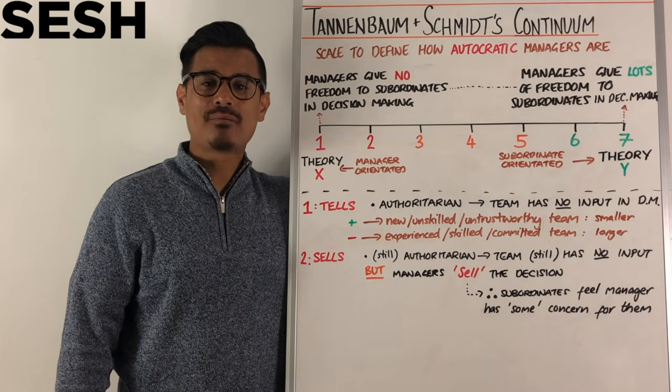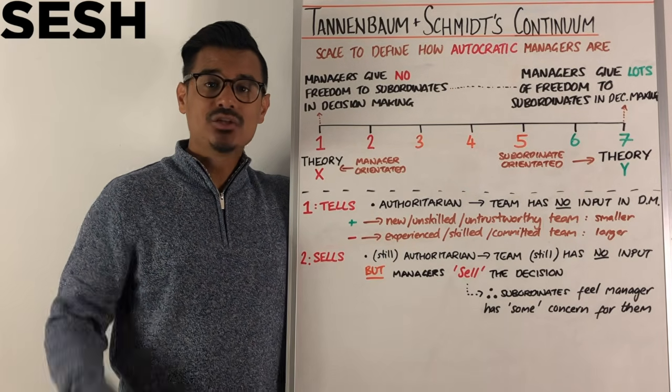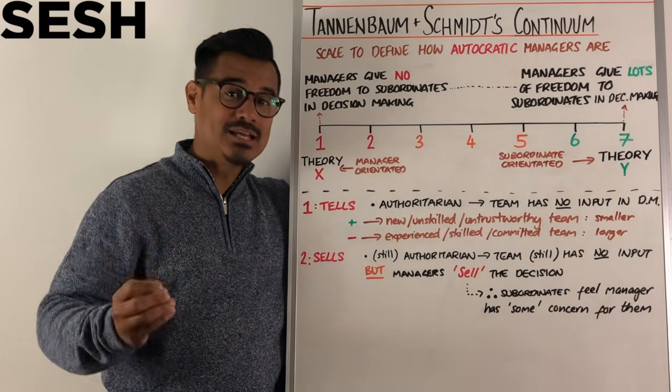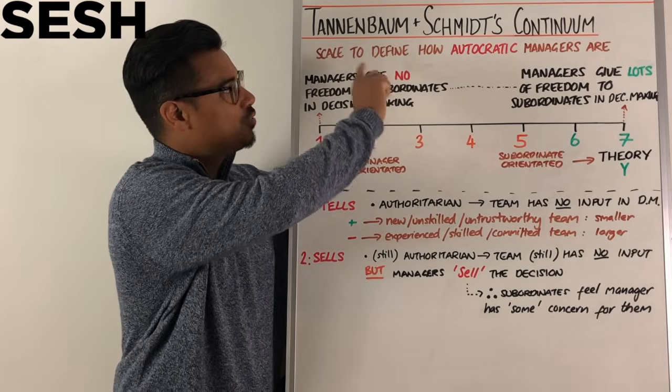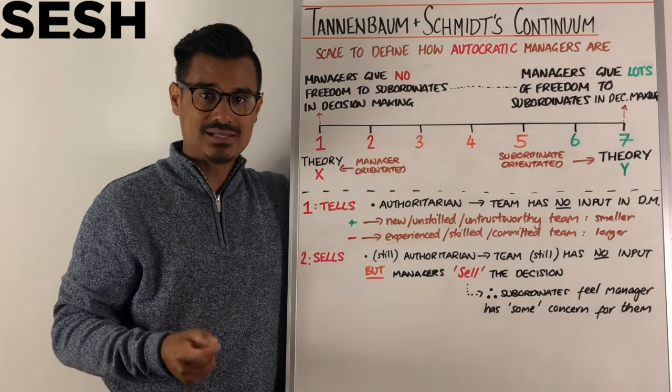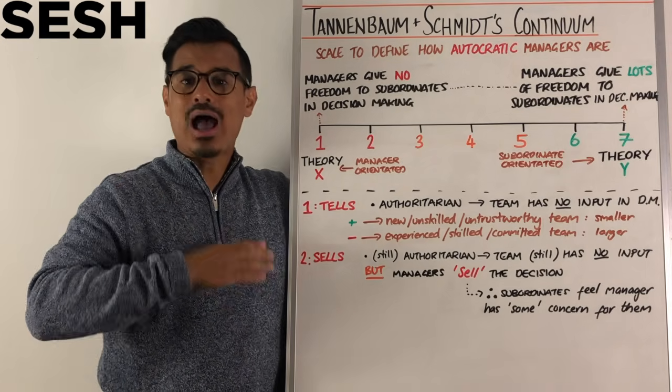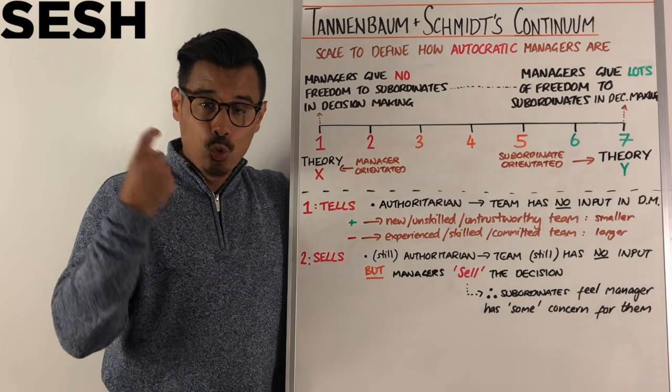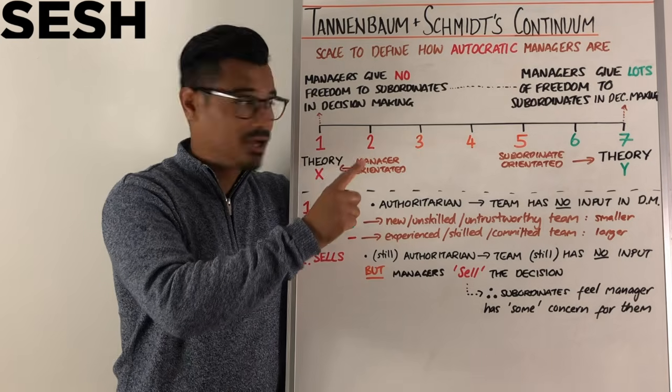Let's have a session with the Tannenbaum and Schmidt Continuum. So the Tannenbaum and Schmidt Continuum is basically just a scale to define how autocratic a manager is. More details on autocratic management styles, click the card up there.